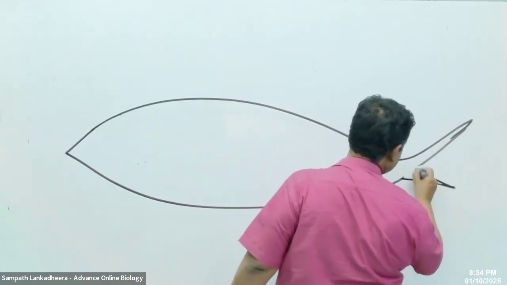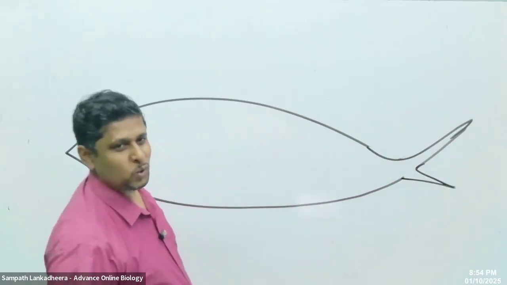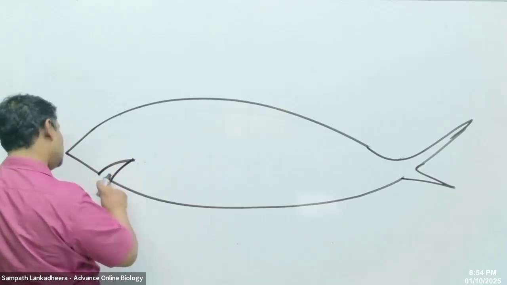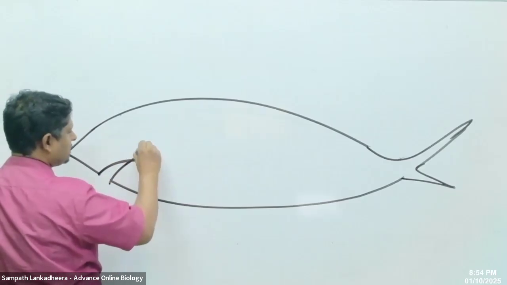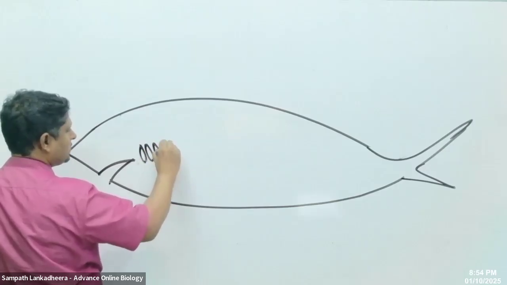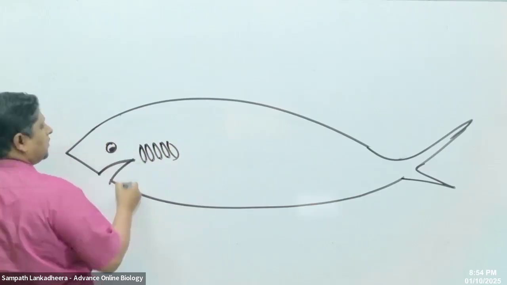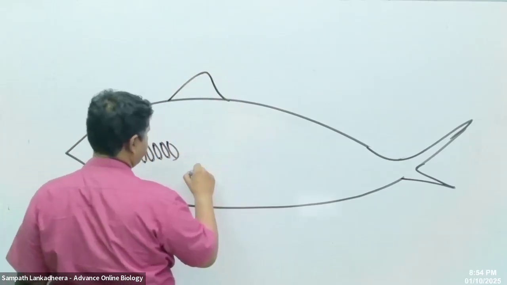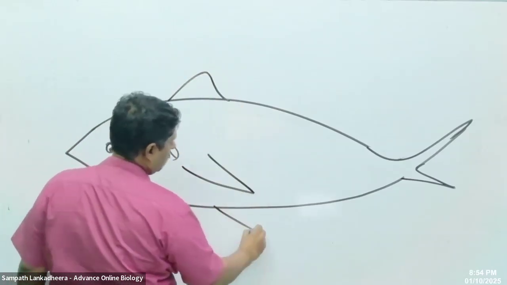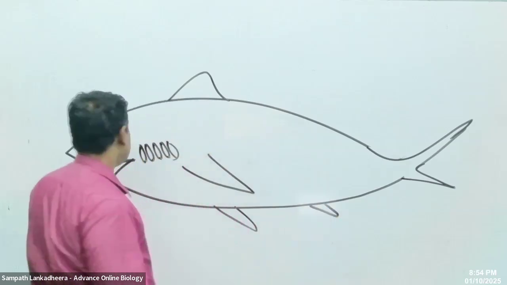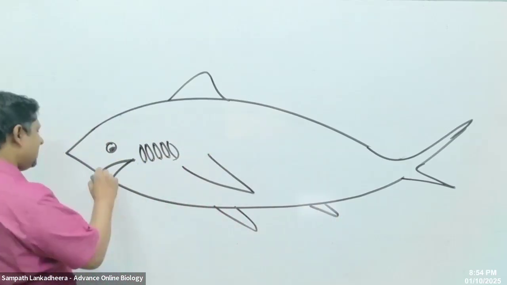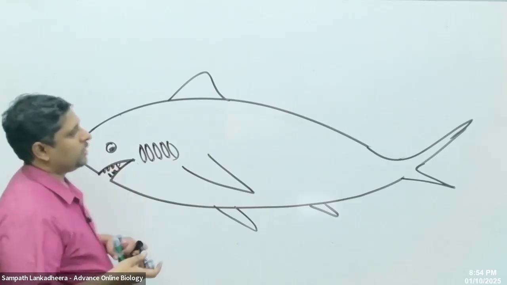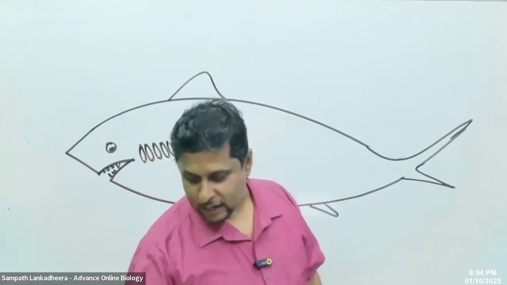The two lobes are present in the tail. The mouth is on the ventral side. Gill slits are present. Right? And then, people, we can see the cartilaginous fish. Okay. So what are the features of the cartilaginous fish?